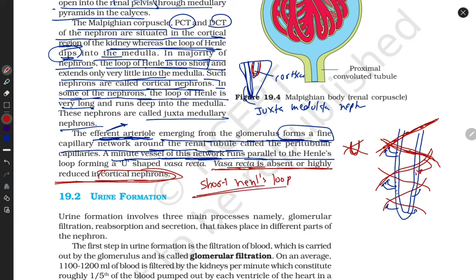So that's all for now. We will cover urine formation in our next video.